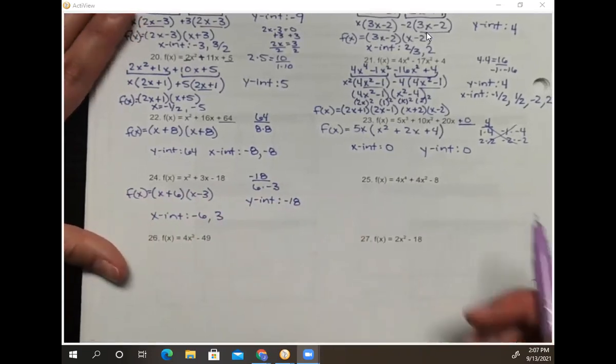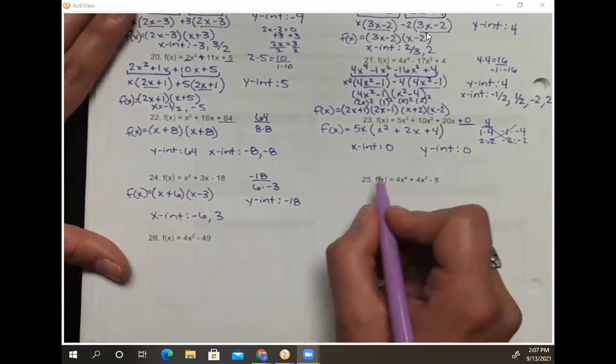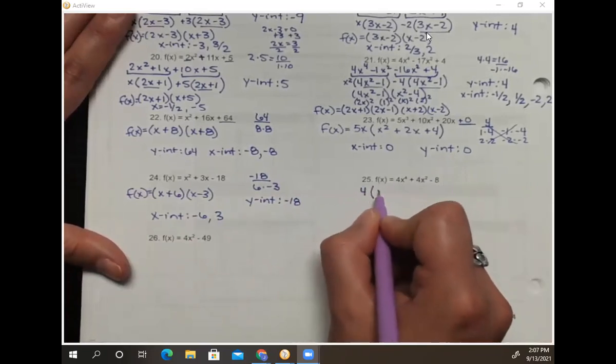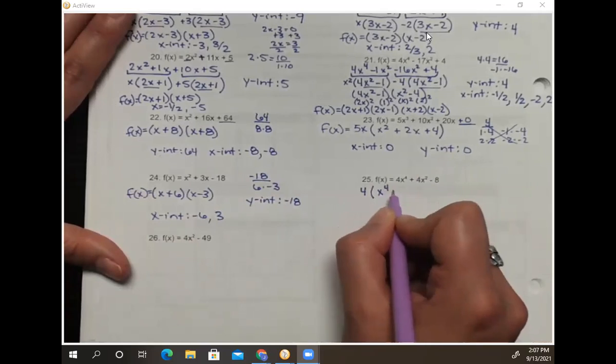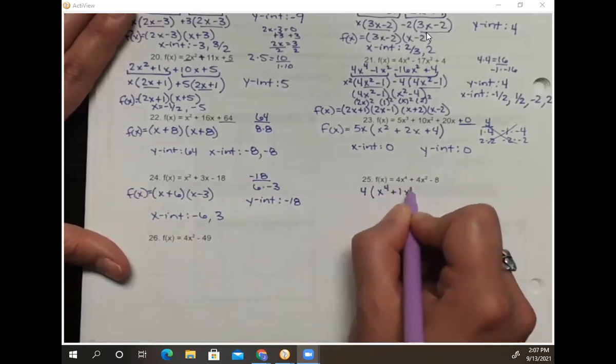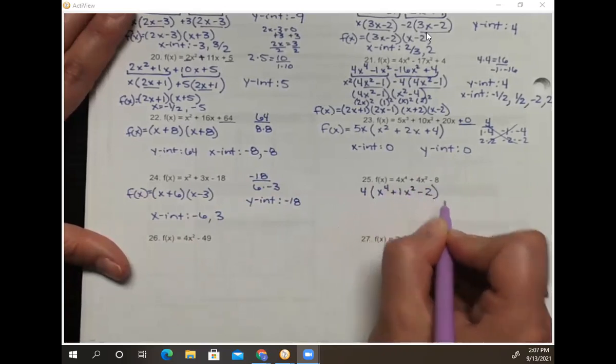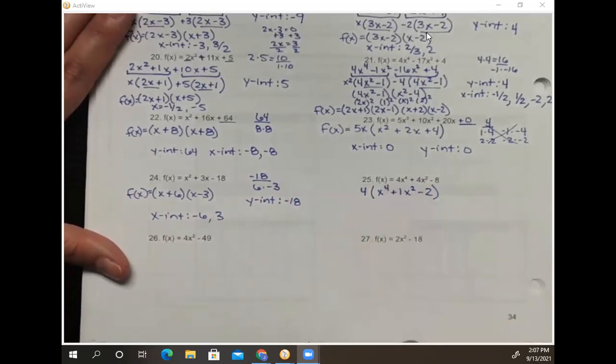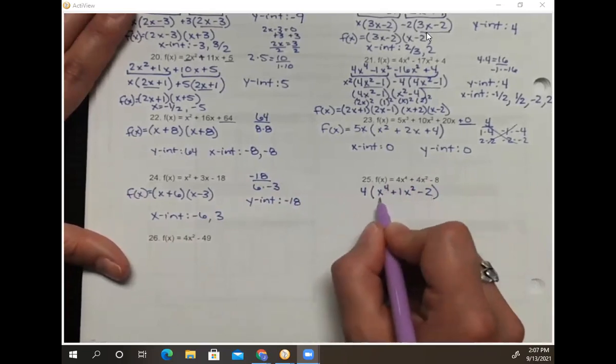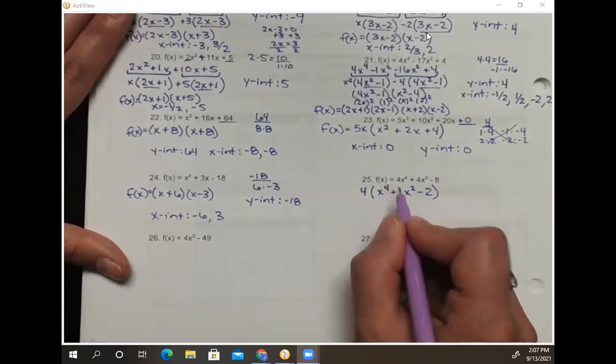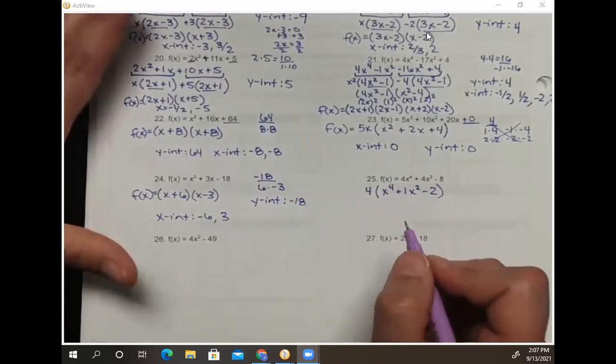For number 25, I have a GCF here of 4, so I'm going to go ahead and factor out my GCF. That would leave me with x^4 + 1x^2 - 2. Again, be careful with your exponents. And now the stuff I have in parentheses still has powers of x, so I'm going to look to see if I can factor this some more.